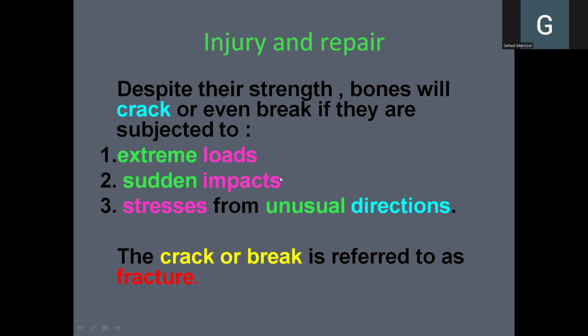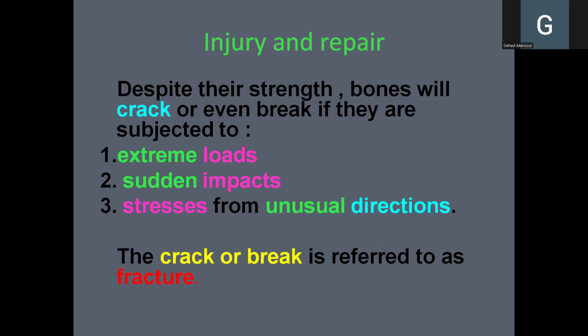Sudden impact. Sometimes the load is not high, but it comes suddenly. So your body cannot correct its position and assume the correct position that makes the bone withstand this. The risk of a sudden impact is the fact that the body posture is not prepared to receive that sudden impact, or stress from an unusual direction. For example, as I said before, when the stress comes from an oblique direction, not a vertical, downward direction.